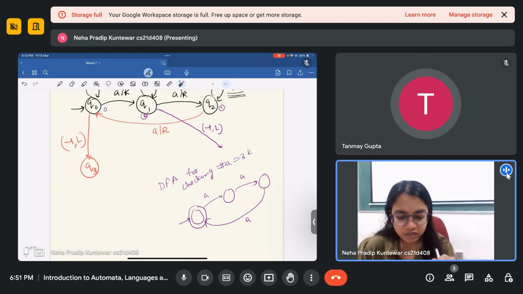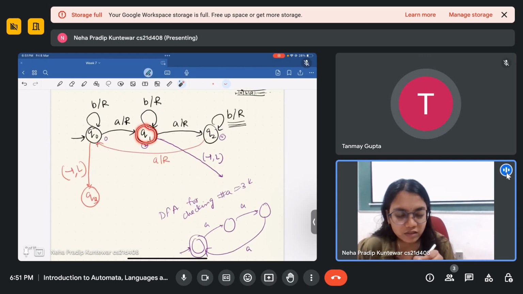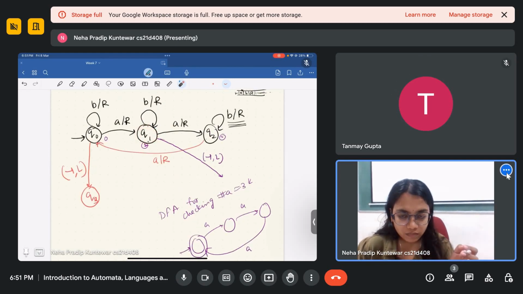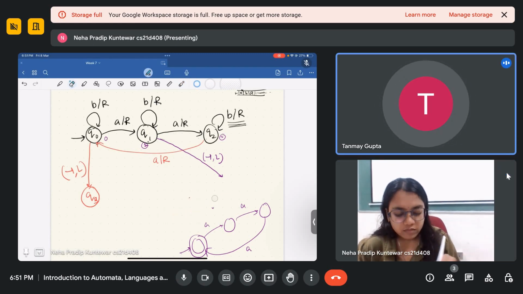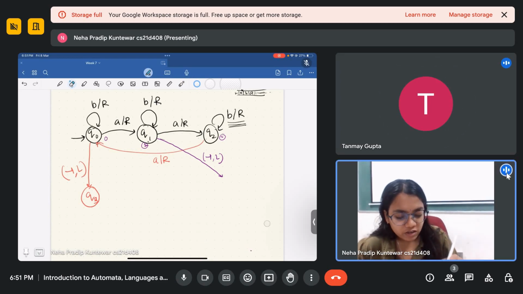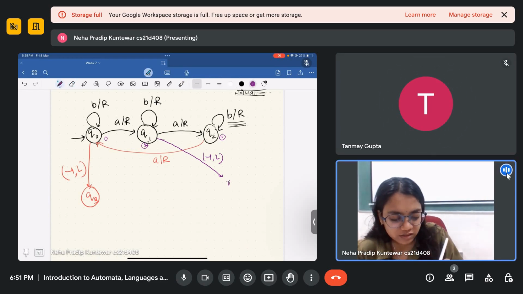So exactly the same thing is happening here. If you are in Q1, then we should directly reject, because we read the entire input and saw that the number of A's was not a multiple of 3. So exactly, it will move to the reject state. From here we will continue to remain in the reject state. Whether you see 0 or 1, we are just going to reject.